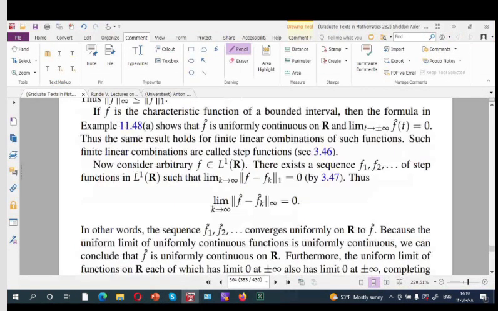In other words, the sequence fn hat converges uniformly on R to this f hat, because the uniform limit of uniformly continuous functions is uniformly continuous. We can conclude that f hat is uniformly continuous. Please note that all of these functions are uniformly continuous, so this must be uniformly continuous, okay?